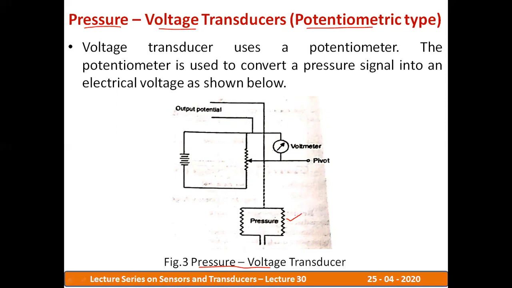So what will this bellow do? It senses the pressure, and proportional to the pressure, it is going to move this slider. This is connected to this slider. So it is going to move the slider according to the pressure it senses. Okay, this is the slider of the potentiometer. So this is the potentiometer. Correct.